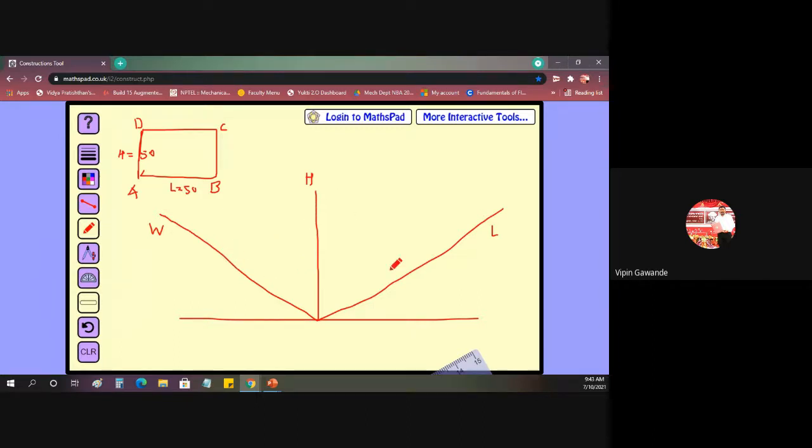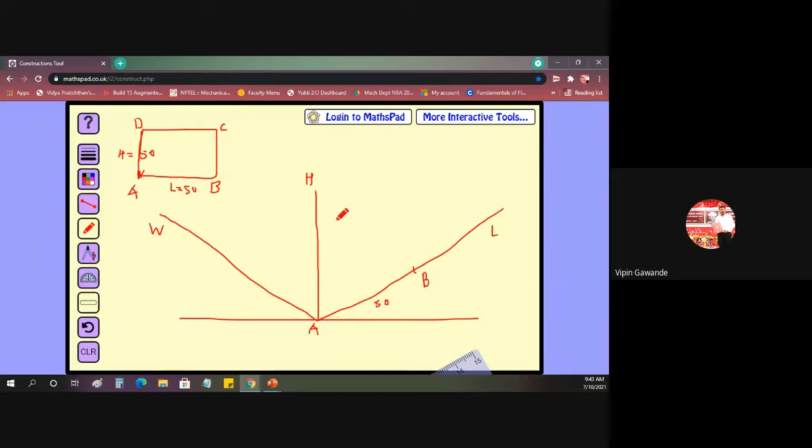How to draw it horizontally? Let us see now. See, this A point I am taking here. Now B point is at 50, so this is 50 mm. You have to take B point here. So length is equal to 50. I have drawn this one.